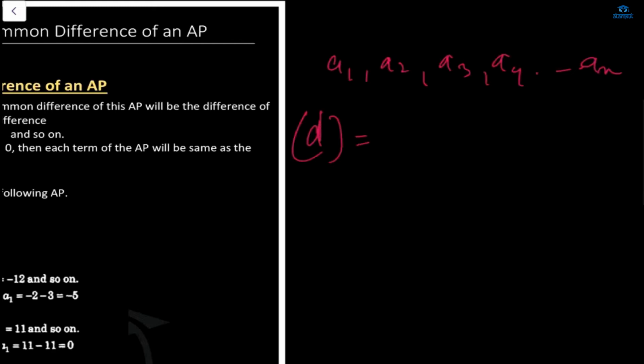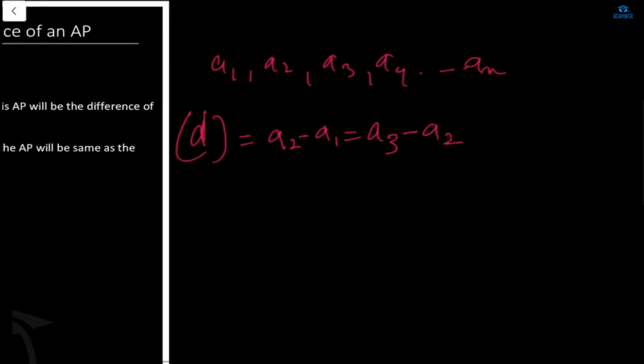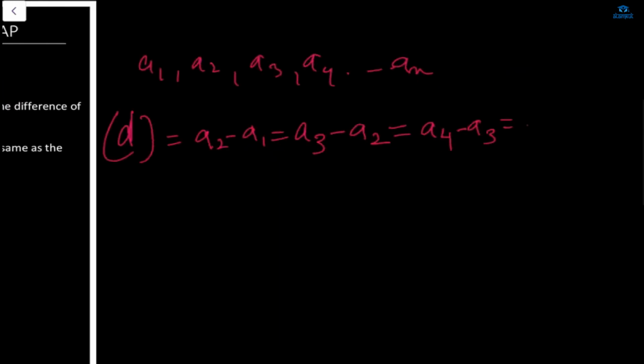Now D, we represent the common difference with D. This D is equal to A2 minus A1, which should be equal to A3 minus A2, and so on, whatever terms are here. So this is going to represent your D.